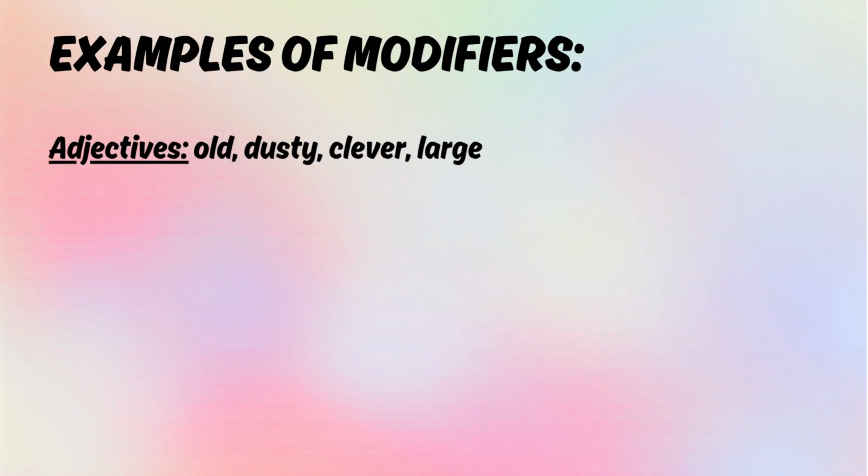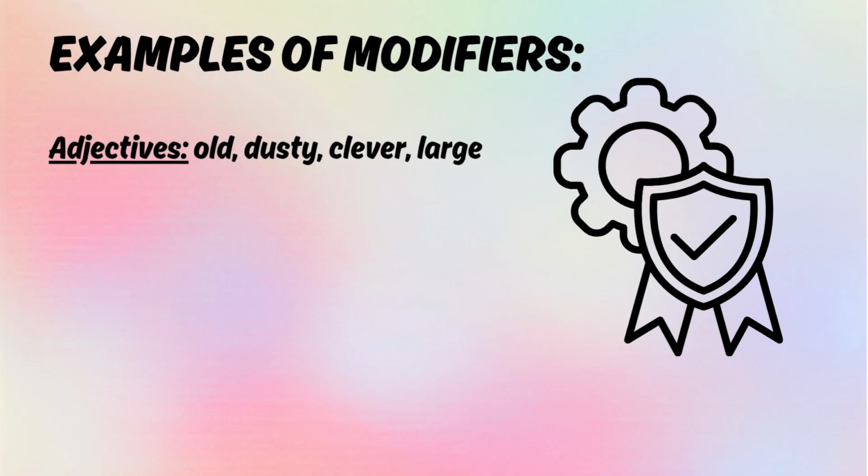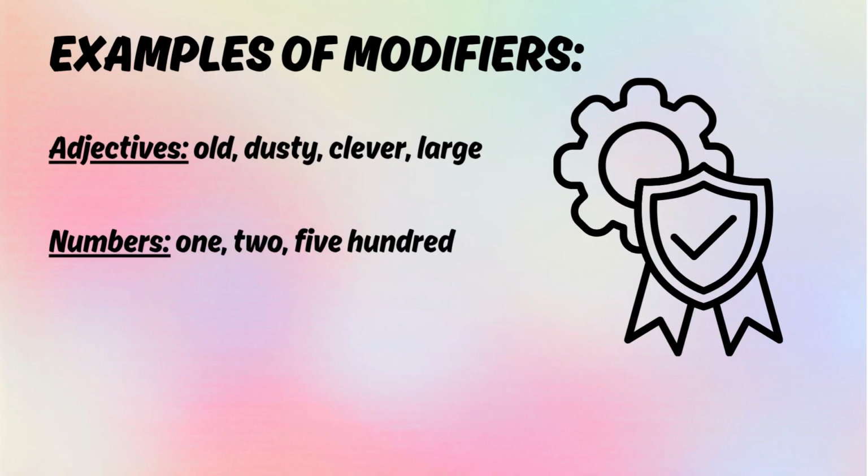Modifiers can be adjectives like old, dusty, clever. These describe qualities. Or modifiers can be numbers like 1, 2, 500, or a dozen. These tell us quantity.